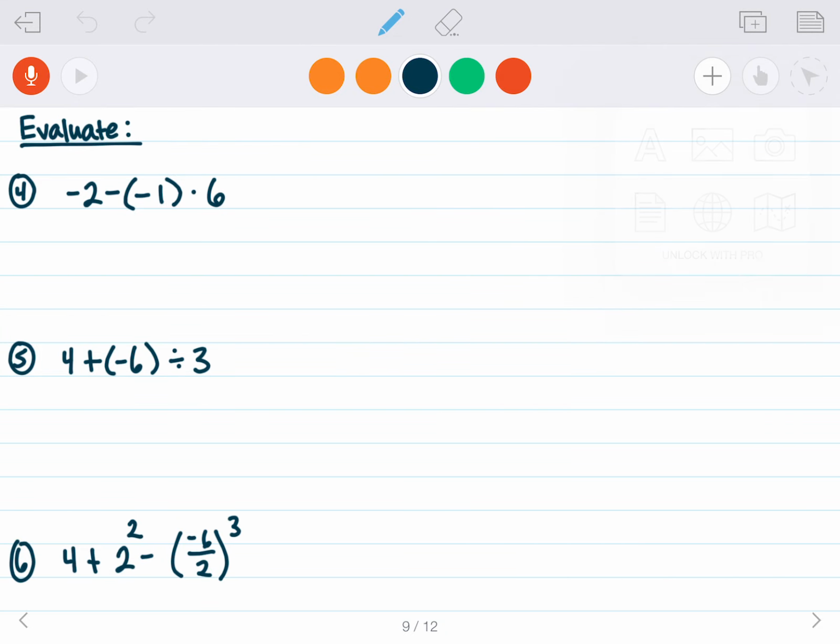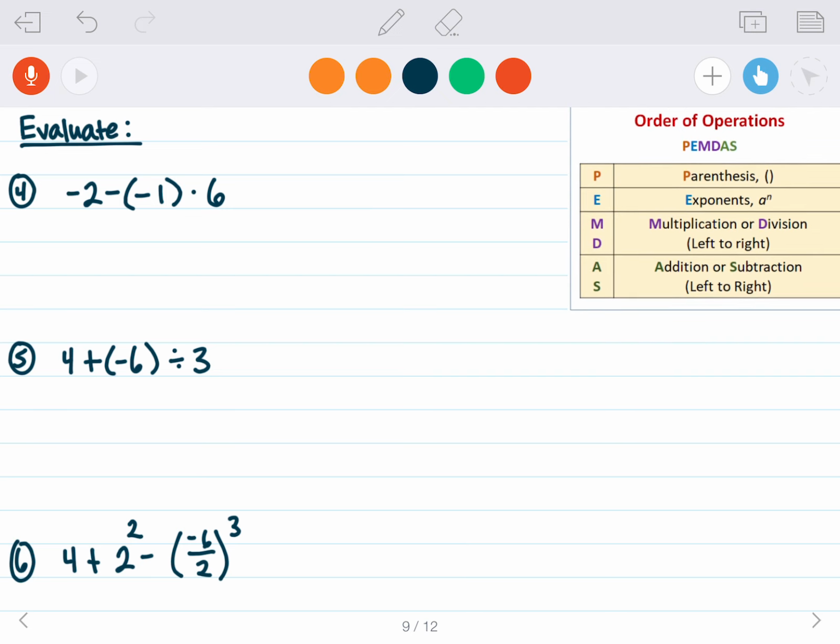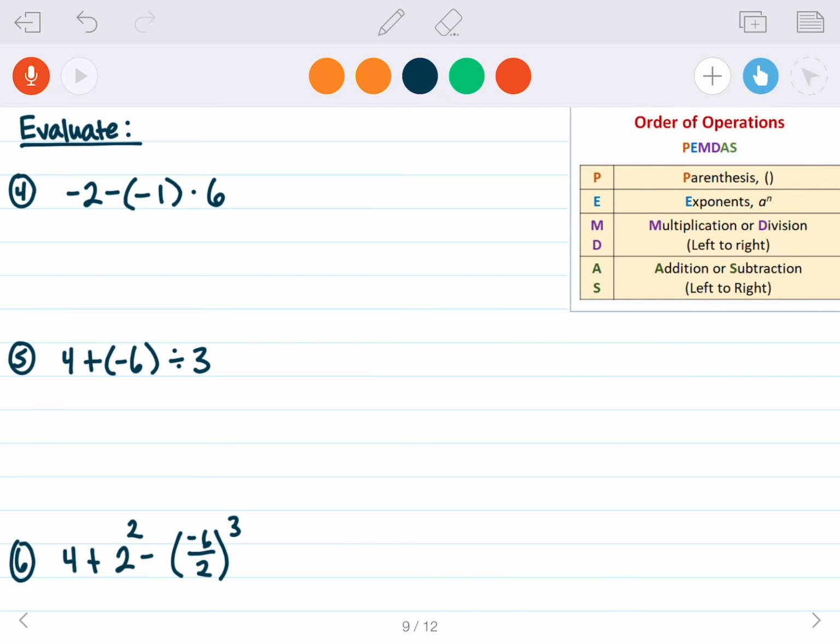Now, the first thing you want to do before you do any kind of PEMDAS is, and maybe I'll actually put that right over here so you guys can see it, if I have double signs next to each other, I want to change those first. Remember from the last unit, if we have two negatives next to each other, it becomes a positive. So that's what I'm going to do first. I'm going to rewrite this as negative 2, these double negatives become a positive 1 times 6, okay?